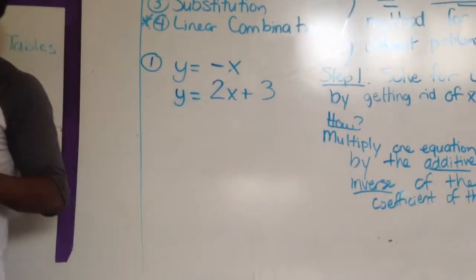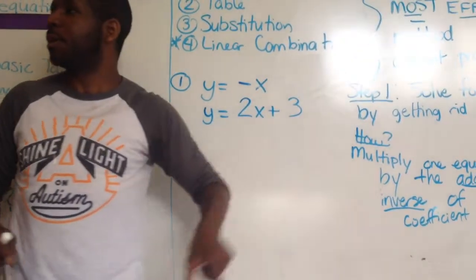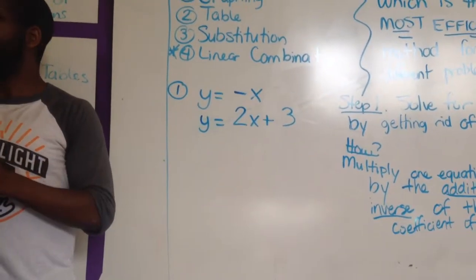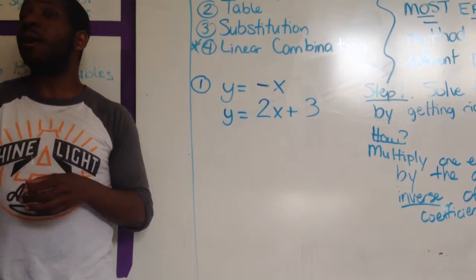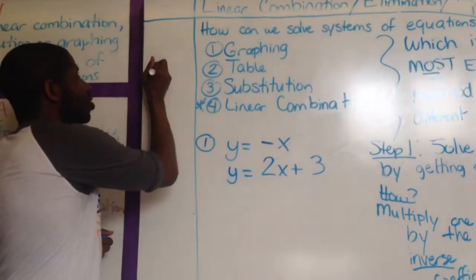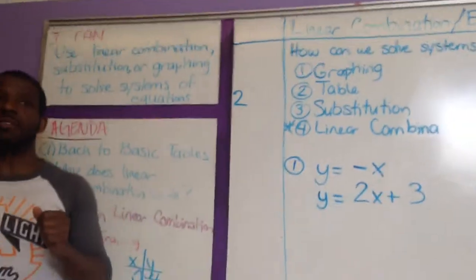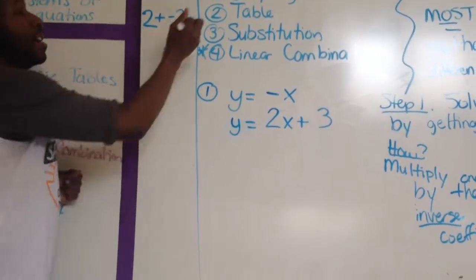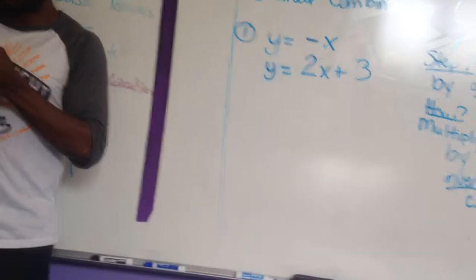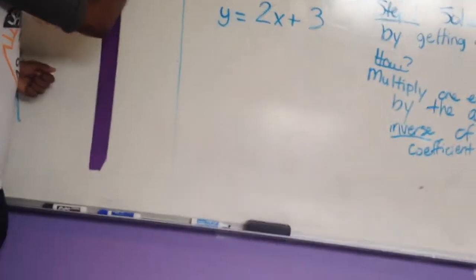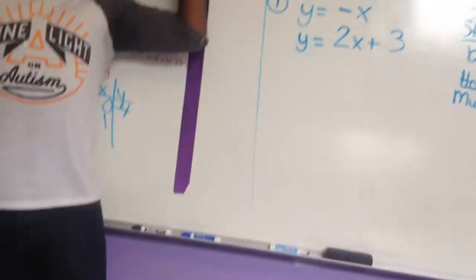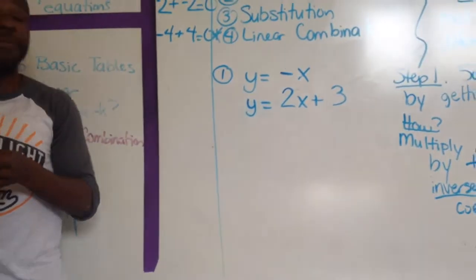What do I mean when I say additive inverse? What does the word inverse mean, first of all? The opposite. And when I say additive inverse, I'm not talking about the opposite of addition, but I am talking about adding. So, for example, if I have a 2, what is the additive inverse of positive 2? Negative 2. So when I add negative 2, what does that equal? 0. 2 plus negative 2 equals 0. If I have negative 4, what is the additive inverse of negative 4? So I'm going to add positive 4. What does my sum equal? 0. Okay?